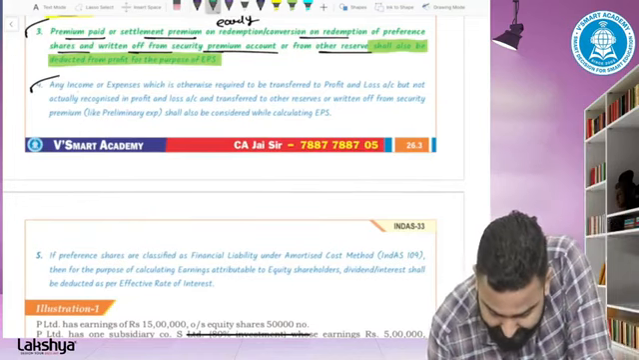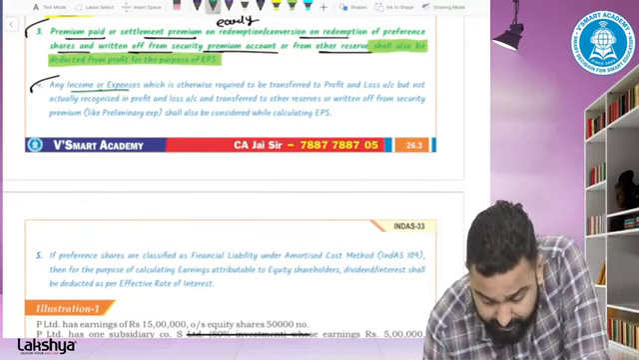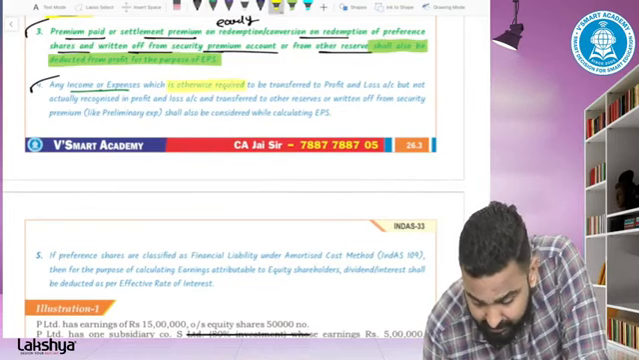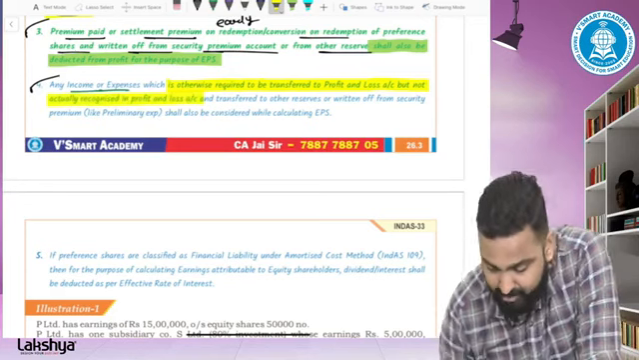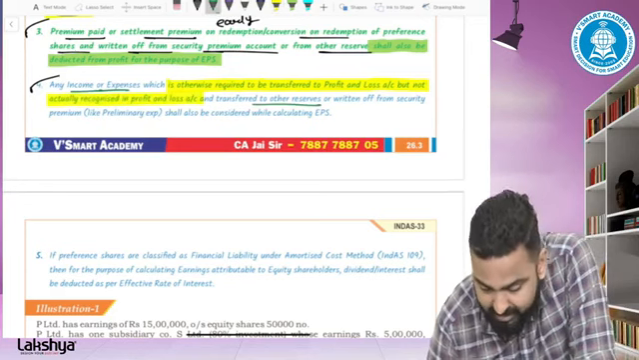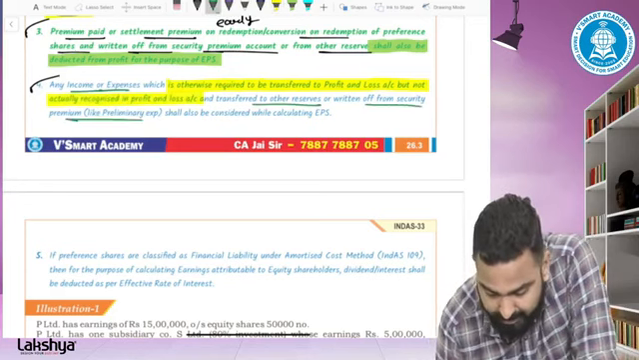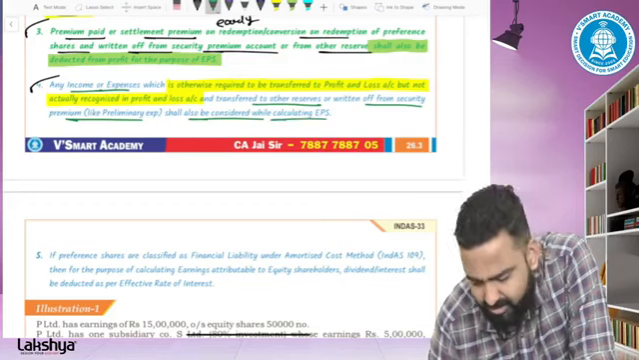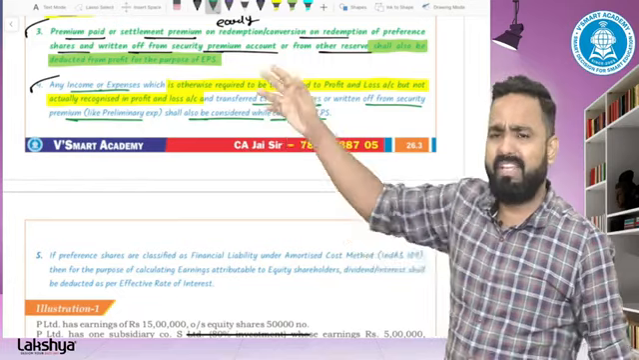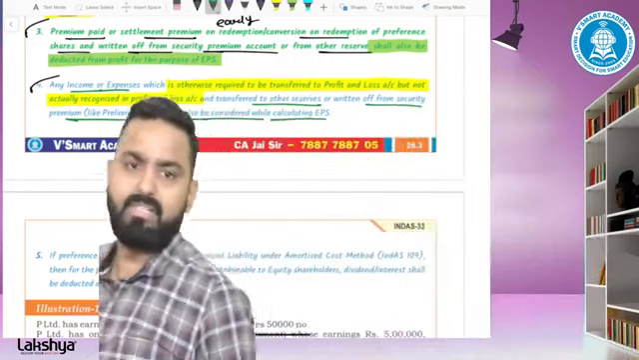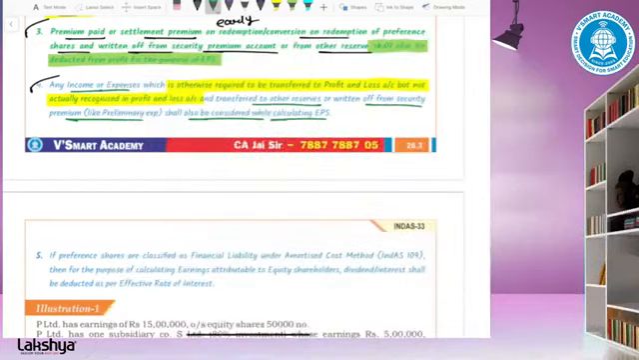Now it says any income or expense which is otherwise required to be transferred to the P&L account but not actually recognized in profit and loss account, and transferred to other reserve or written off from securities premium, like preliminary expense, shall also be considered. Please guys, explain this point to me. It is a very simple point.